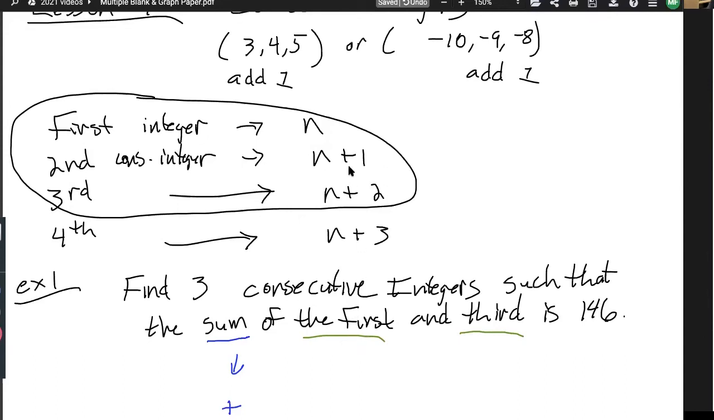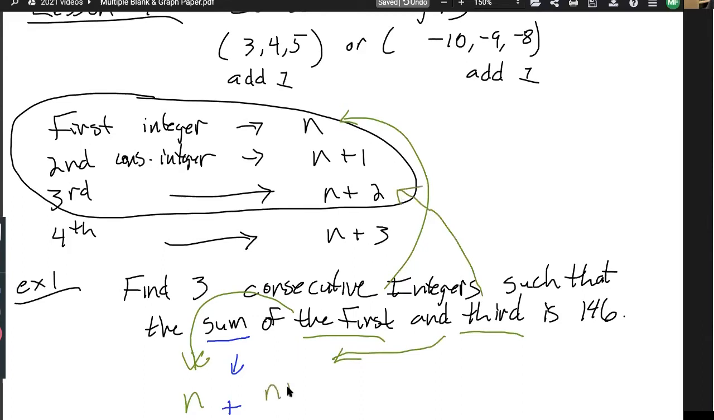So how do you say the first? Well, the first is n, right? So we're going to put the first right there. So this is n, and then the third. How do you say the third? Well, the third is n plus 2. So see how this is the sum of the first and third. And then, of course, how do you say is? 146 equals 146? So here's my equation. This is nice.